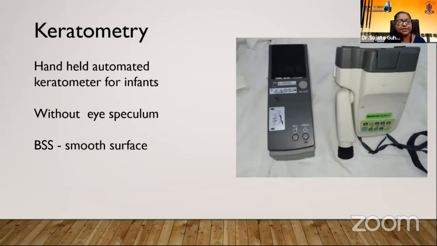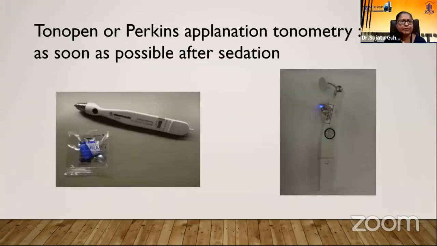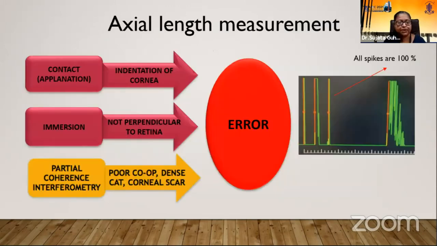The keratometry is done first with a handheld keratometer, which corroborates quite well with the manual keratometry without an eye speculum. Then it is followed by the intraocular pressure, which is done as soon as possible after the sedation, before the injection of muscle relaxants, because muscle relaxants can give a false low intraocular pressure. Next comes the axial length.